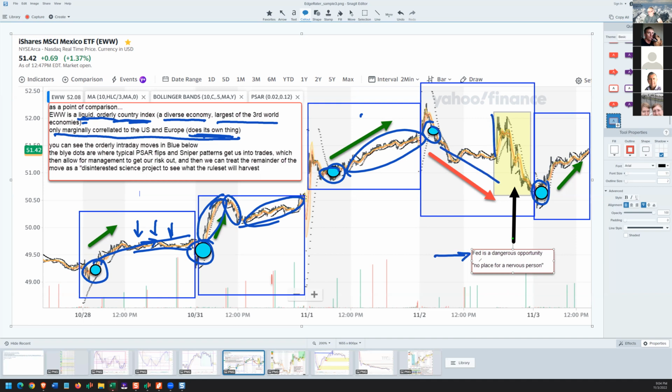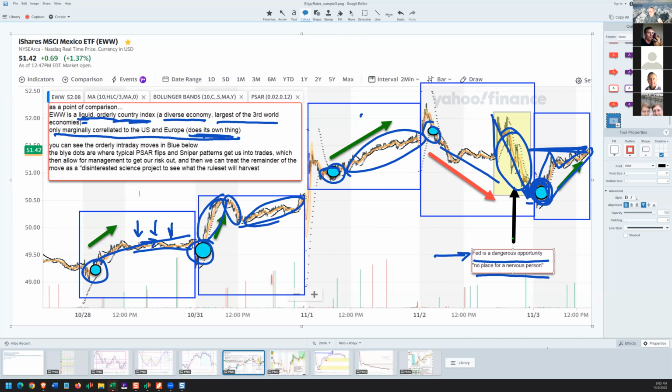Now, this is what happened on the Fed day. And so remember, the Fed is a dangerous opportunity. It is no place for a nervous person. So yesterday, EWW was on our list of sniper targets. Why? Well, because that harsh sell-off made it extremely oversold, and then it gapped down and gave you a COTA 2 and an SSE entry, and you got a couple moves intraday where it's just trying to recover the pain and suffering from the previous day.